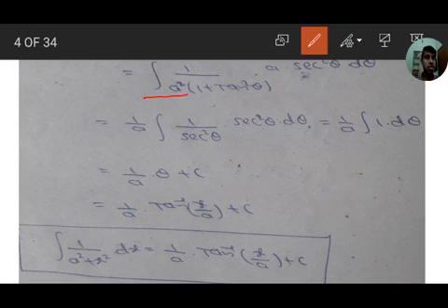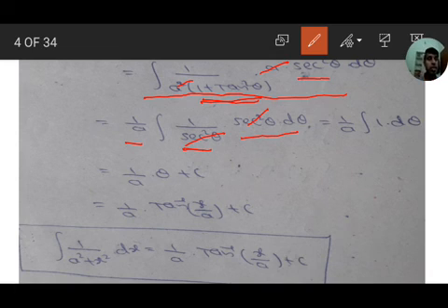The last step as it is, this is in the previous slide. Integration 1 by a square into 1 plus tan square theta, a into sec square theta. This a and a square cancel, we get 1 by a, the coefficient outside. Integration 1 plus tan square theta means sec square theta. This sec square theta d theta is as it is, and the sec square theta cancels. 1 by a as it is. Integration 1 into d theta. Integration of 1 into dx is x. Here the variable is theta. So we get 1 by a into theta plus c.